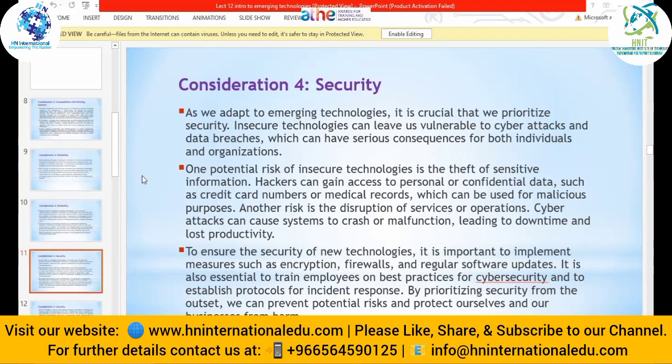Okay, consideration number 4 is security. Now, Abdullah, tell me about security. Why is security important while adapting new technology? Because it protects us from getting hacked and gives us antivirus.